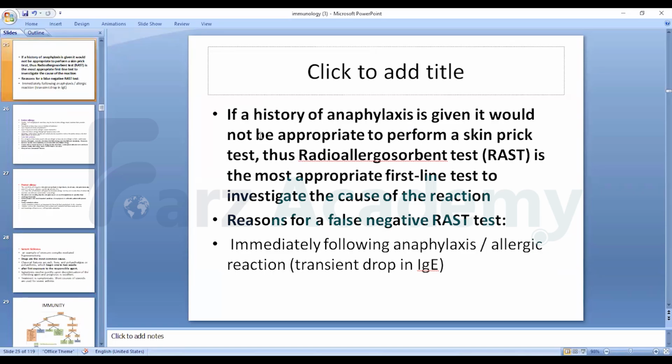So if the history of anaphylaxis is given, it would not be appropriate to perform a skin prick test. Thus, radioallergosorbent test is the most appropriate first line test to investigate the cause of the reaction. So when other tests like skin prick test cannot be done, the most appropriate test is radioallergosorbent test. The reason for a false negative RAST test is a transient drop in IgE immediately following anaphylaxis or allergic reaction.